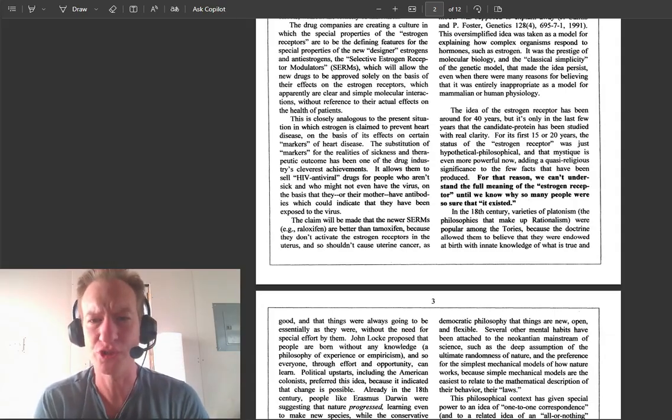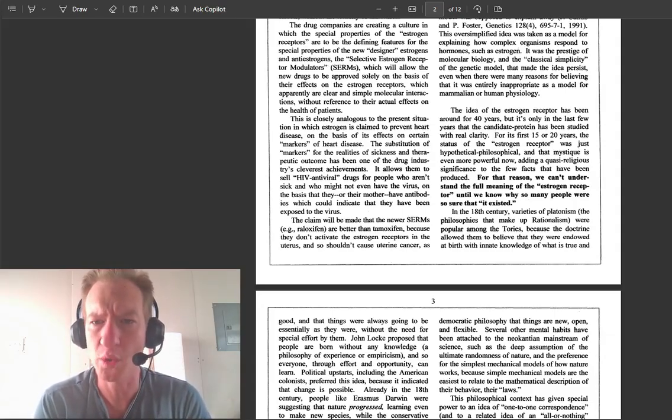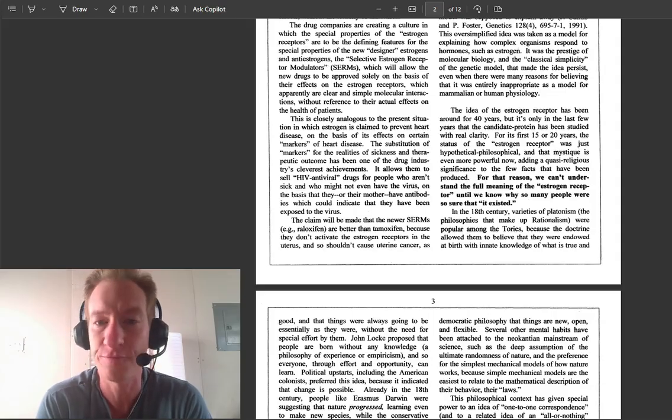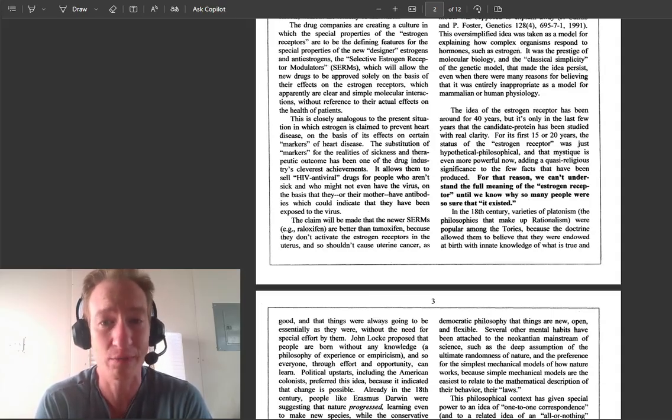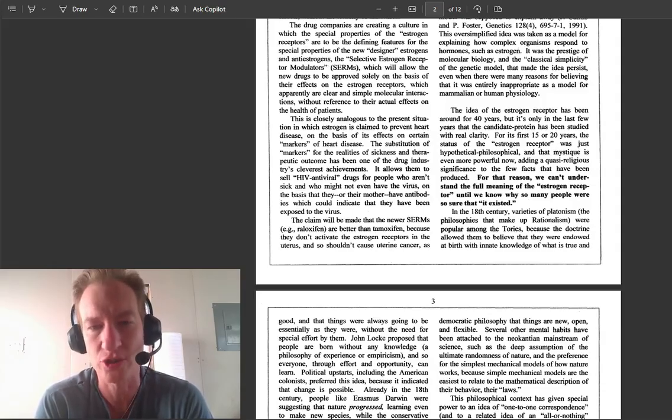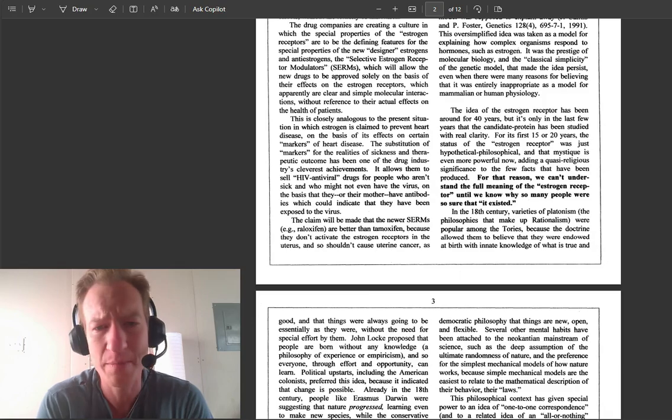The idea of the estrogen receptor has been around for 40 years, but it's only in the last few years that the candidate protein has been studied with real clarity. For its first 15 or 20 years, the status of the quote-unquote estrogen receptor was just hypothetical, philosophical, and that mystique is even more powerful now, adding a quasi-religious significance to the few facts that have been produced. And this is in bold. For that reason, we can't understand the full meaning of the quote-unquote estrogen receptor until we know why so many people were so sure that it quote-unquote existed.